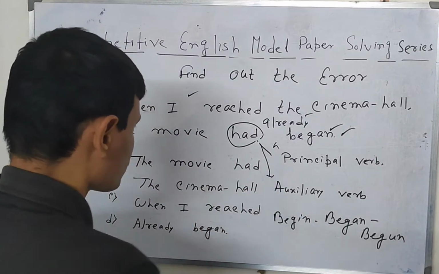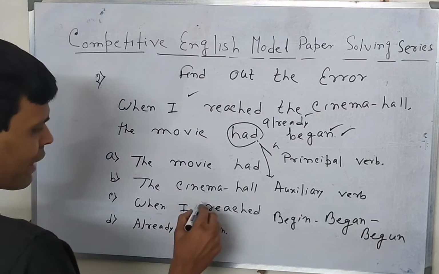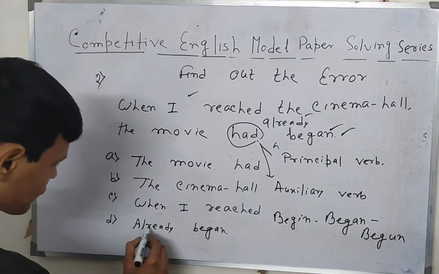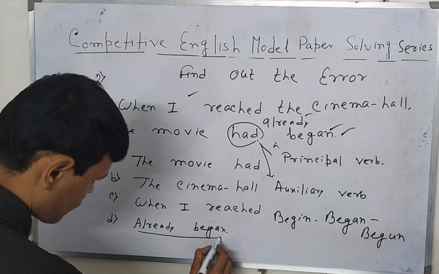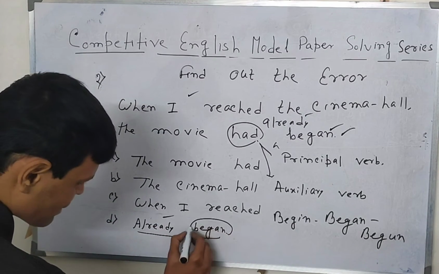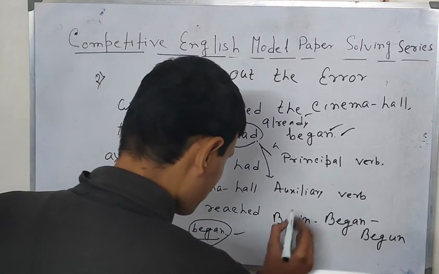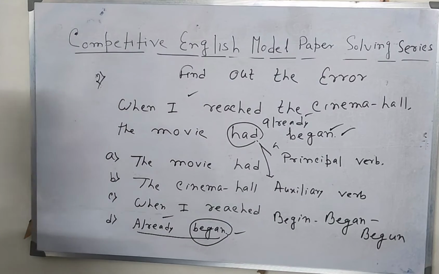Here, in the movie, the cinema hall, there is no grammatical mistake. But still, this is the portion of mistake. It is just there, but the main mistake lies in the application of began. Okay, this will be the mistake. You have to judge your mistake in this way.